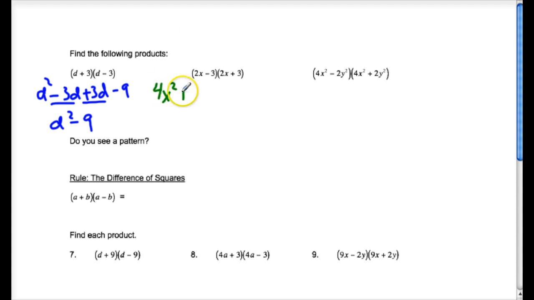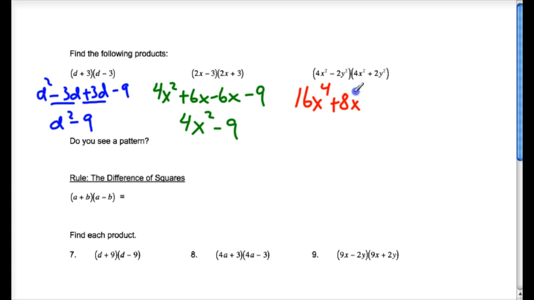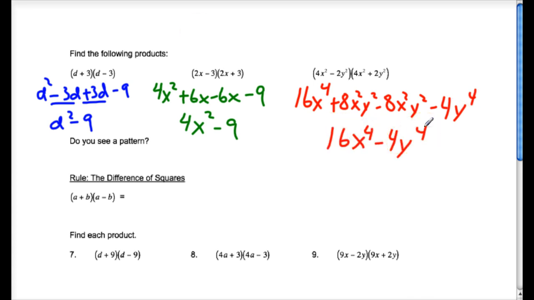First, outside, inside, last. Have you got those three answers? Okay, somebody say something intelligent about the pattern going on there.